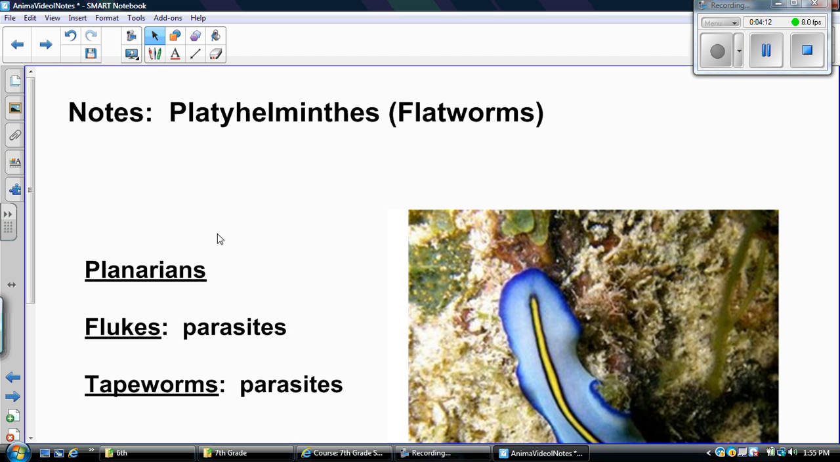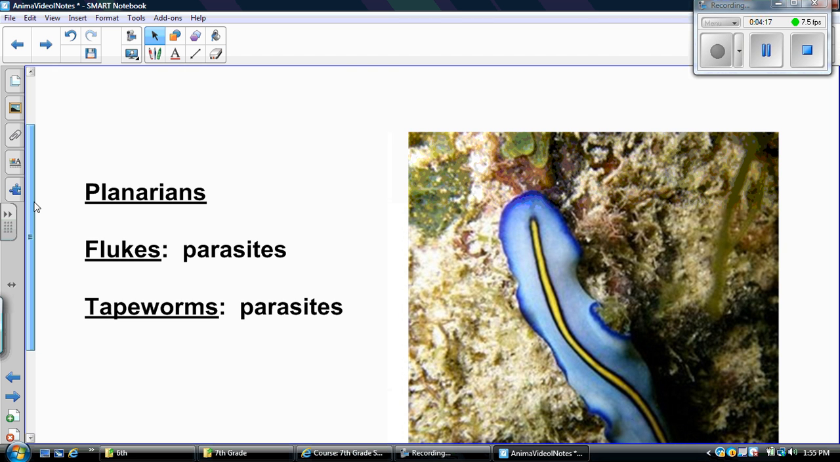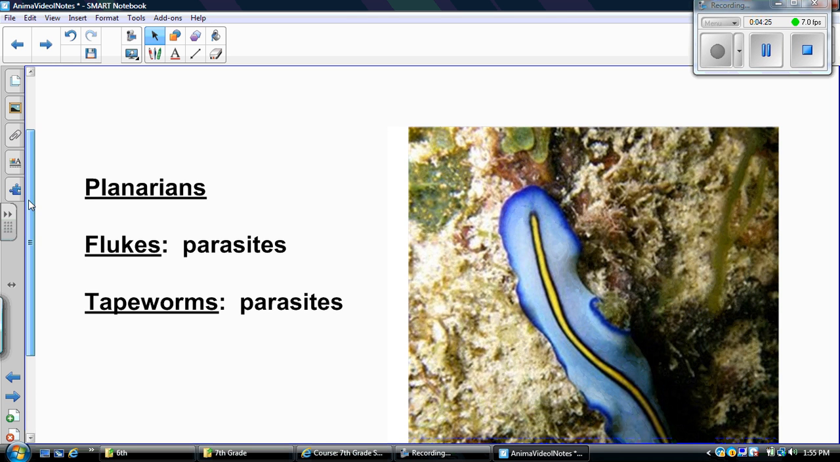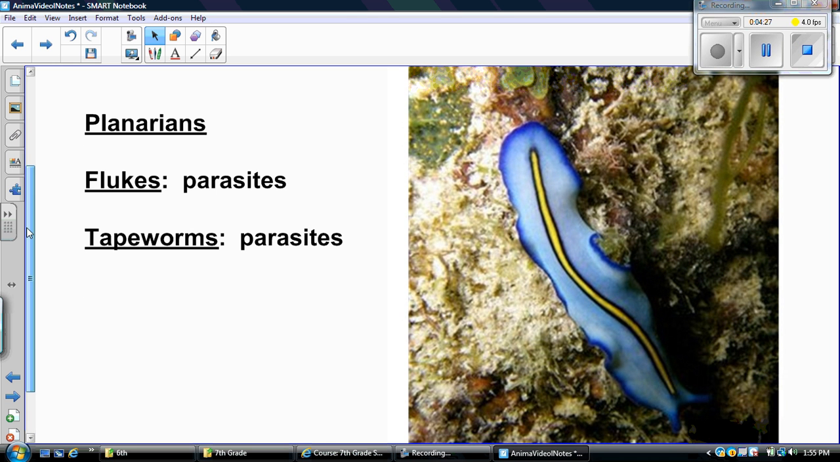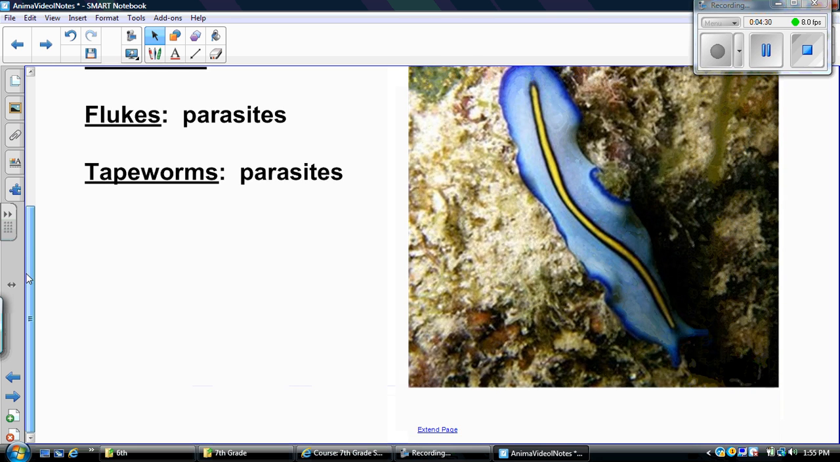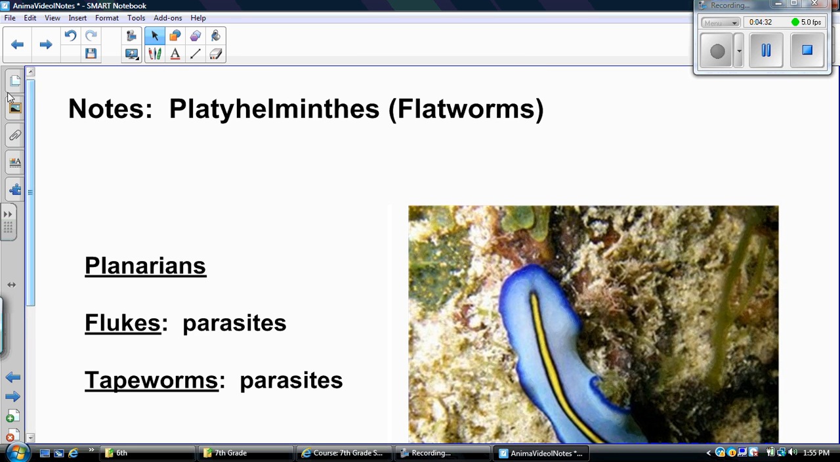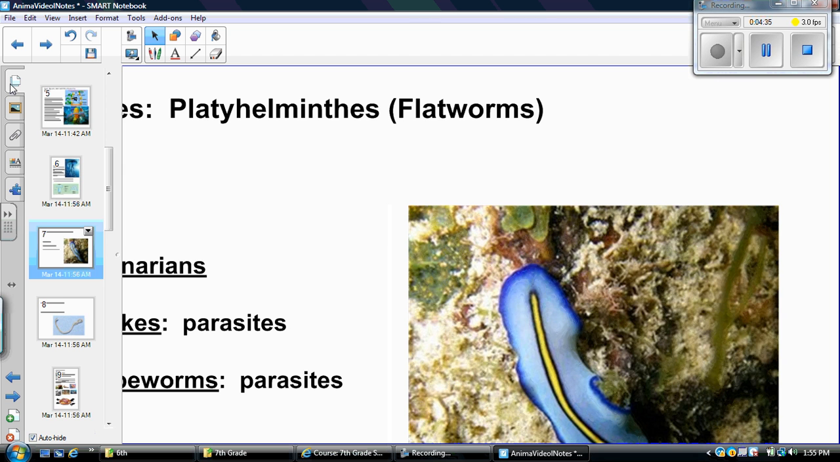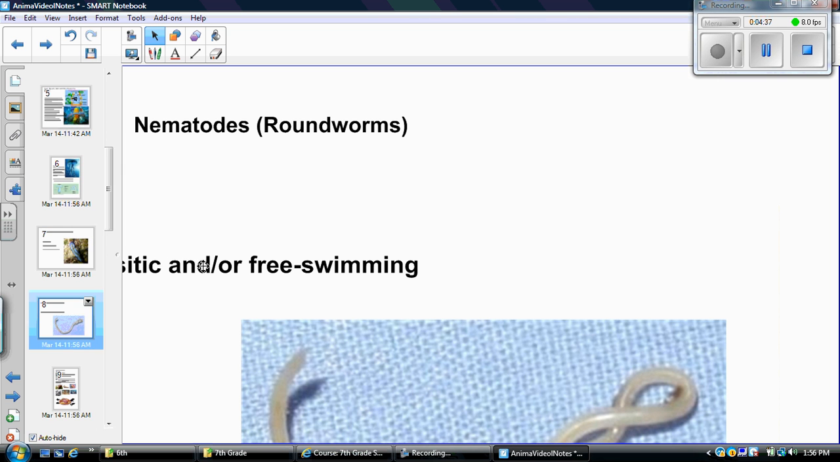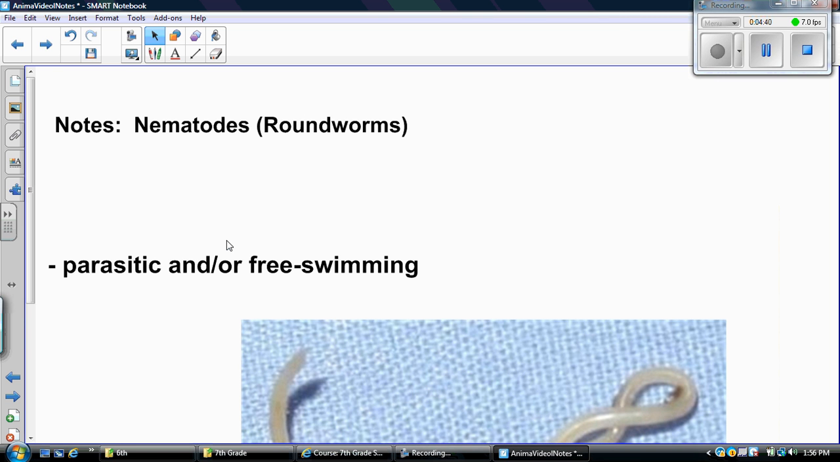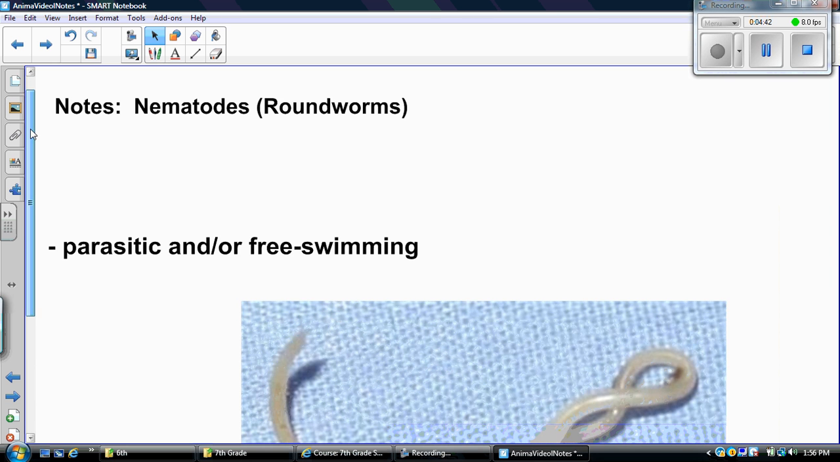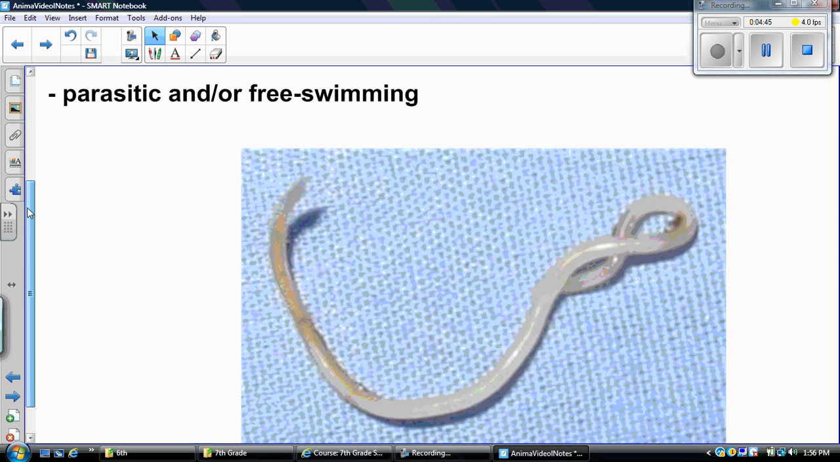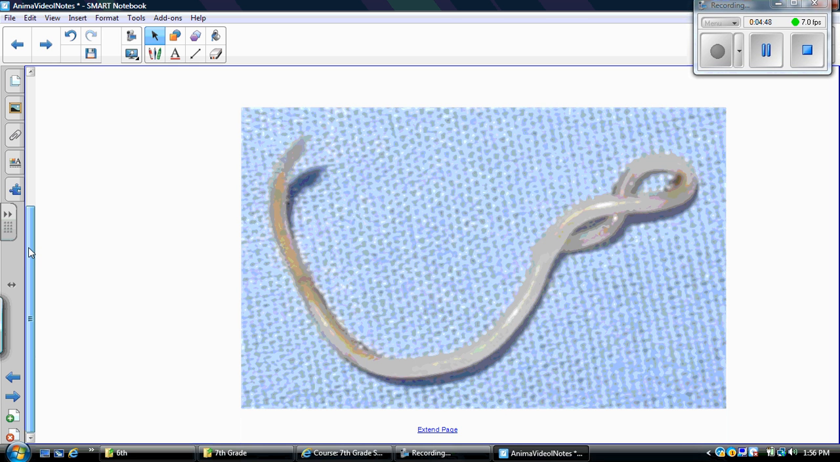Flatworms, that's another phylum. Flatworms include planarians, flukes, and tapeworms. Flukes and tapeworms are parasites. These are what can get into your stomach and cause major problems. This is a marine flatworm, very pretty. So those are the three different types of flatworms. Then you have your roundworms, which are your nematodes. They are usually parasitic and they are free swimming. So that's an example of a roundworm.